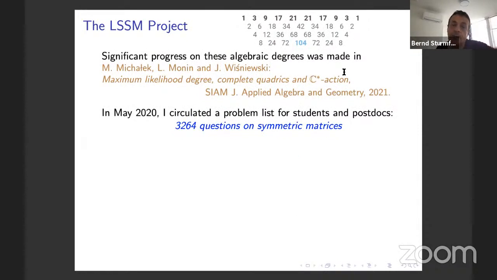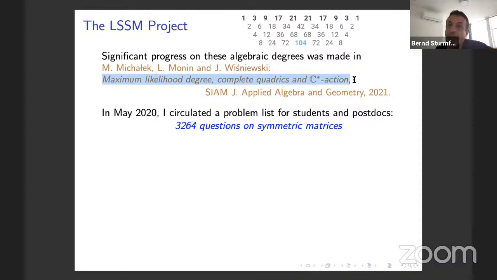They published a paper called The Maximum Likelihood Degree, Complete Quadrics, and a C-star action, where they solved some old problems. They circulated this paper at the beginning of last year, and it just appeared in the journal I mentioned, of which I showed you the picture.